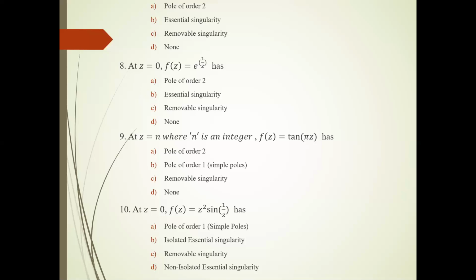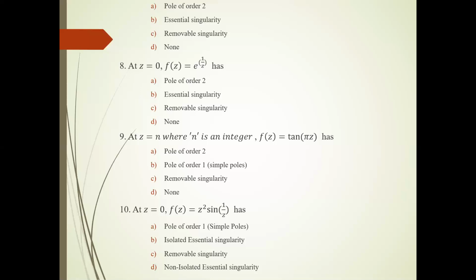We have to check first whether the limit exists finitely at that point. If the limit exists finitely, we say the given function has a removable singularity at that point. If the limit is infinite, we say the given function has a pole at that point. Otherwise, we say that the function has an essential singularity.